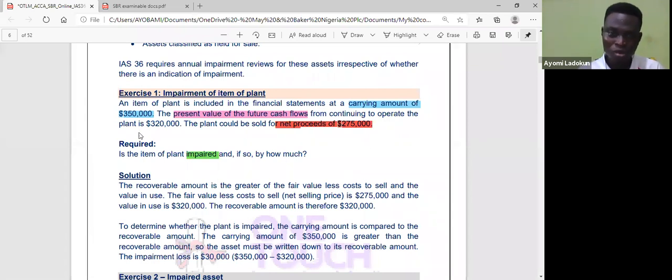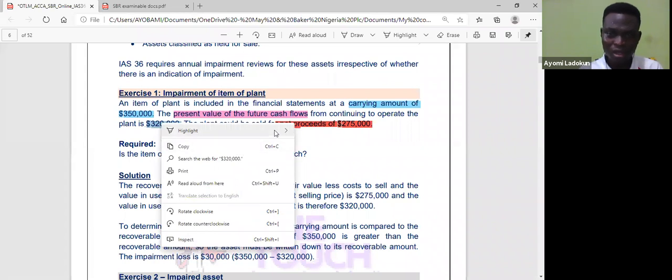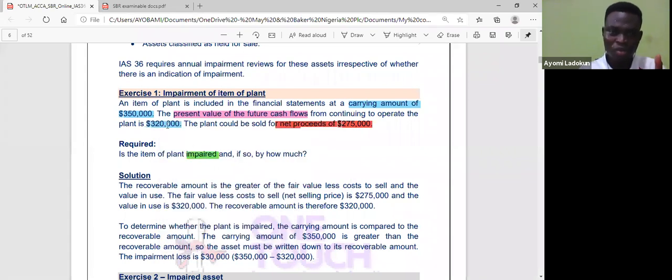Now, the value to continue to operate the plant is 320. So I pick the 320 and compare with 275. Which one is higher? Obviously, 320 is higher, so 320 is my recoverable amount. I will now compare with what I have in my book, which is $350,000, which is higher. It does not make economic sense to carry an asset at more than its recoverable amount.